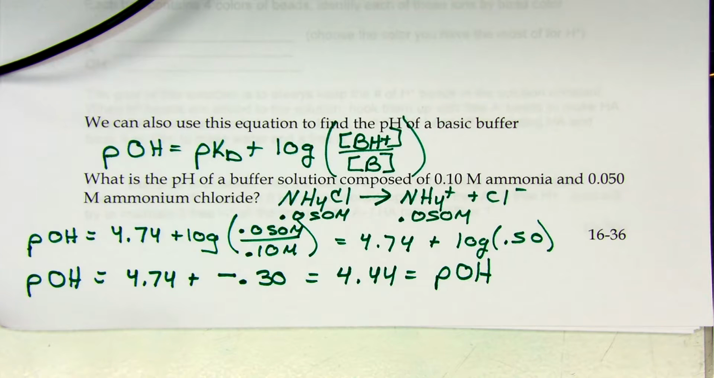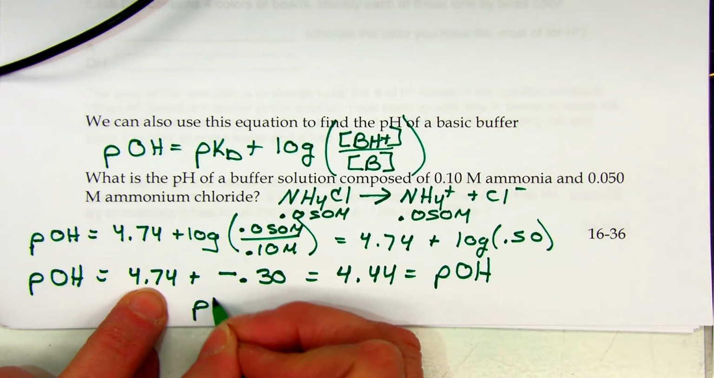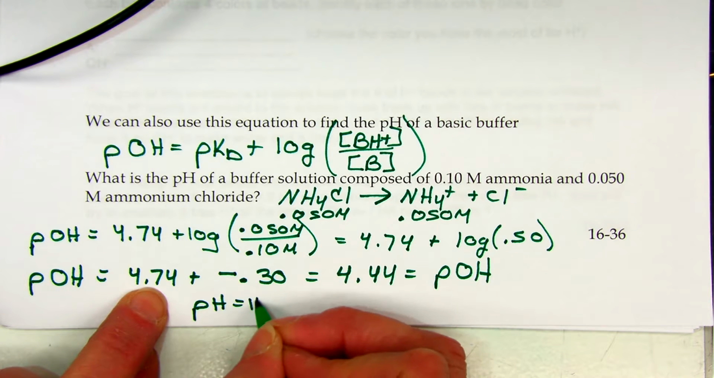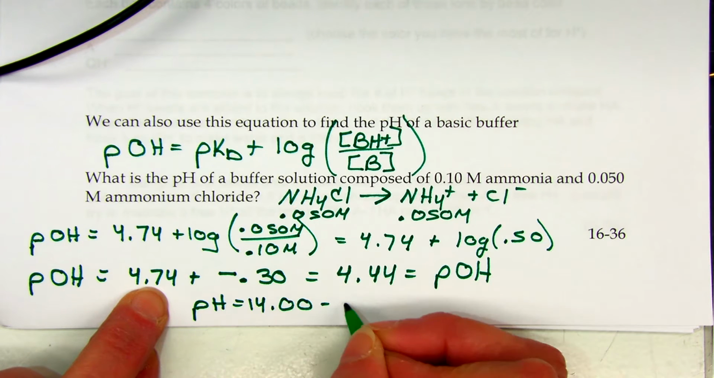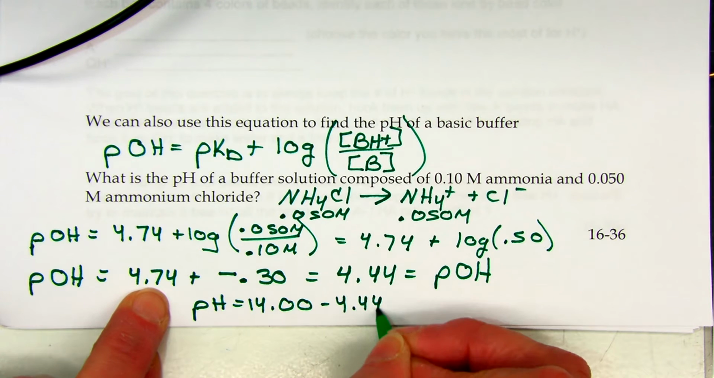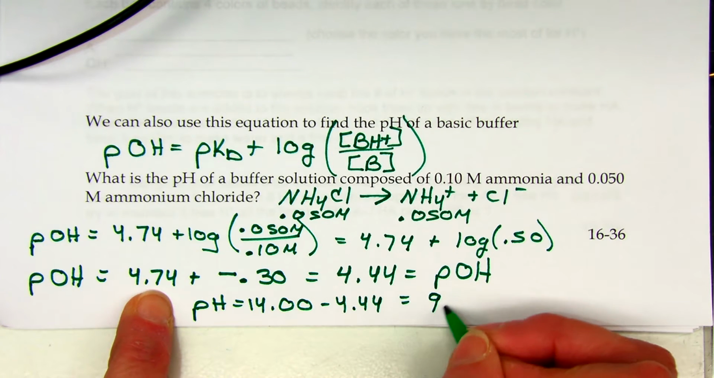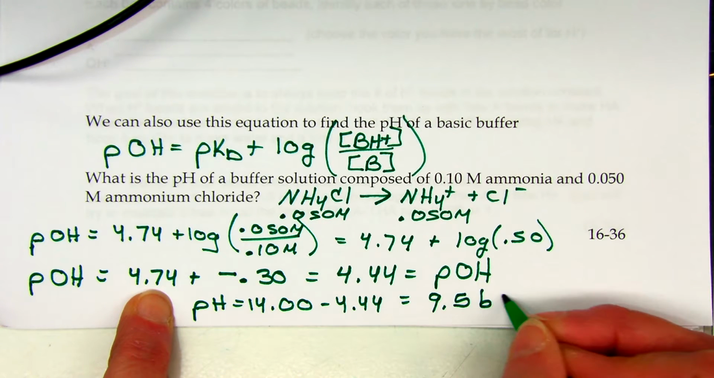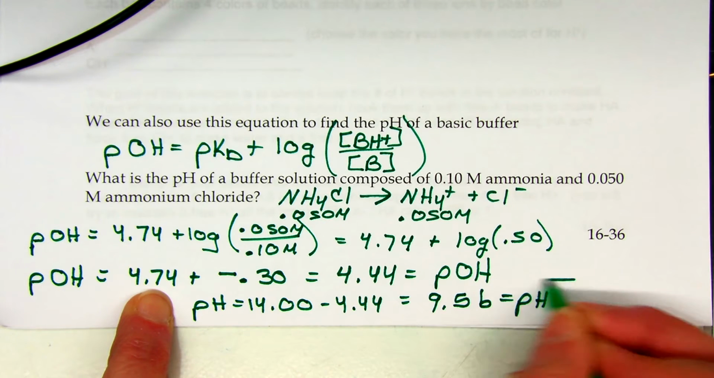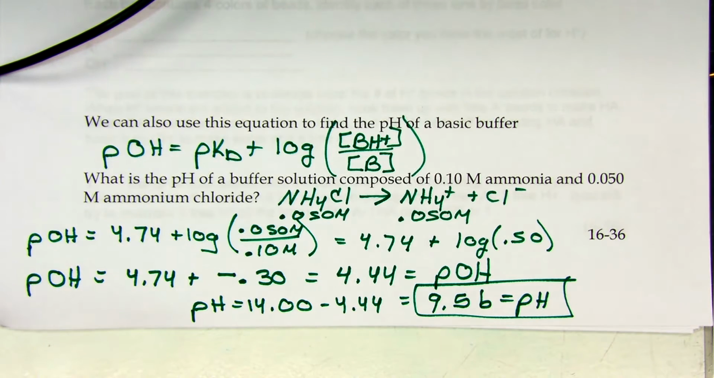Now, the hardest part here, and where I see students make mistakes, is they stop. They're like, oh, I solved my equation. But remember, we're trying to find pH, not pOH. So pH is pKw, 14, minus 4.44, which is equal to 9.56. And indeed, it is a basic pH, which is what we'd expect because we have a basic buffer.